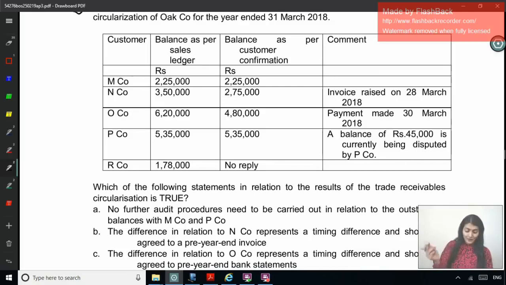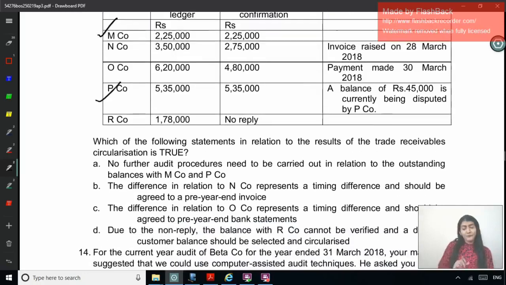Which of the following statements in relation to the results of the trade receivable circularization is true? Okay, so which is right? No further audit procedure needs to be carried out in relation to the outstanding balances of MN Company and PN Company. No further audit procedure? False. Yes, we will do the sample invoice checking and the others, right? So we may do further procedures.